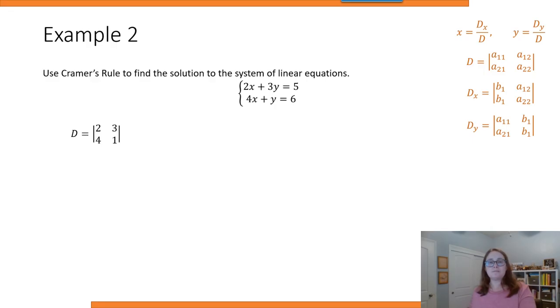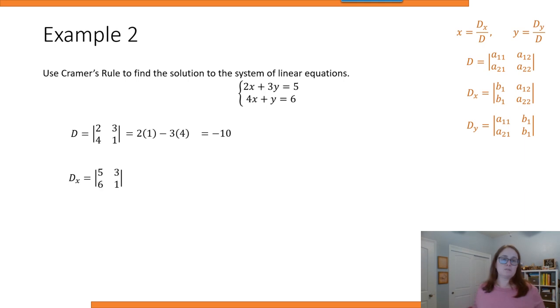So 2 times 1 down the main diagonal minus 3 times 4, and plug that into a calculator, and I get negative 10 for that determinant. So for my calculations for x and y, this is going to be the denominator. Now I'm going to find the numerators for each one. So for Dx, I'm going to take this same matrix that I just found a determinant for. I'm going to take out the first row and replace it with the 5 and the 6 from the other side of the equations. And then find the determinant again.